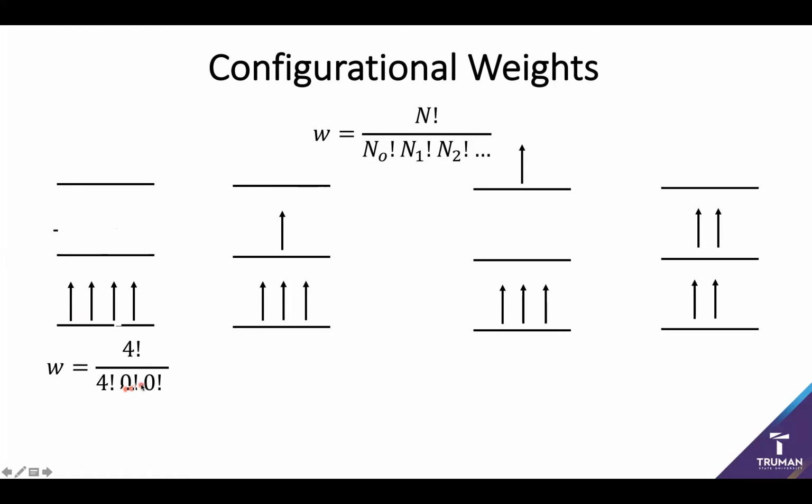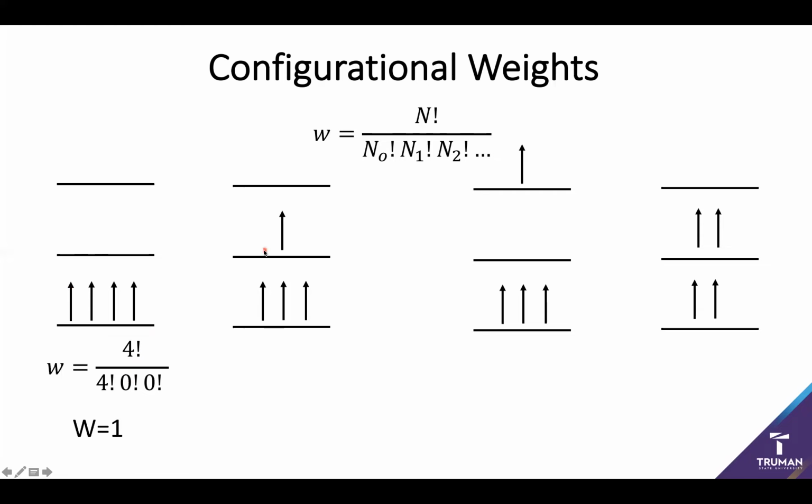Now, this is an important thing to remember. It turns out 0 factorial is actually 1. Feels a little bit odd, but that's the way these things work. So in this case, it means we have a weight of 1. All four particles are in one state. There's only one possible way to construct this.